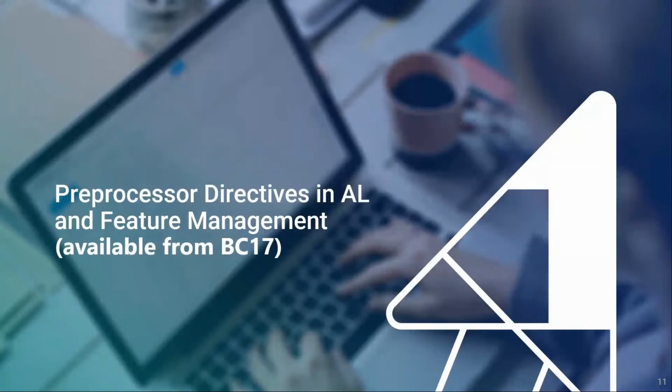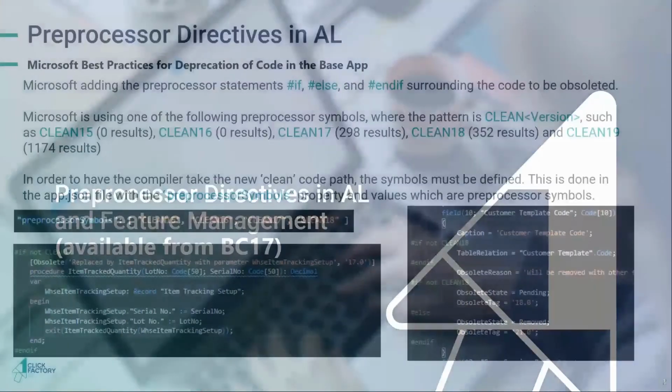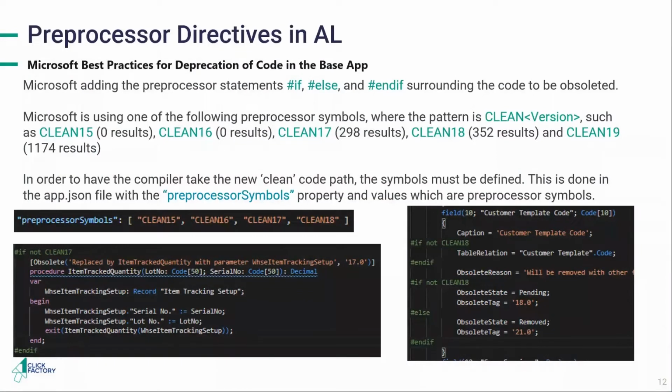After the first look, let's go to the preprocessor directives in AL and feature management. If you haven't attended my previous webinar and don't know what preprocessor directives are, this is the best practice to deprecate code in the base application, which Microsoft is using more and more. You see, code can be marked with these preprocessor statements: if, else, and endif. And it adds a preprocessor symbol, CLEAN15, CLEAN16, 17, 18, 19, which represents the Business Central version number.